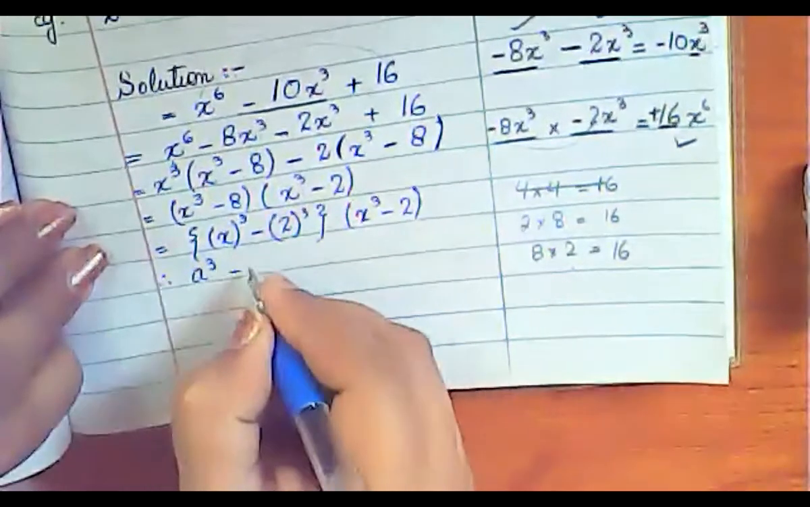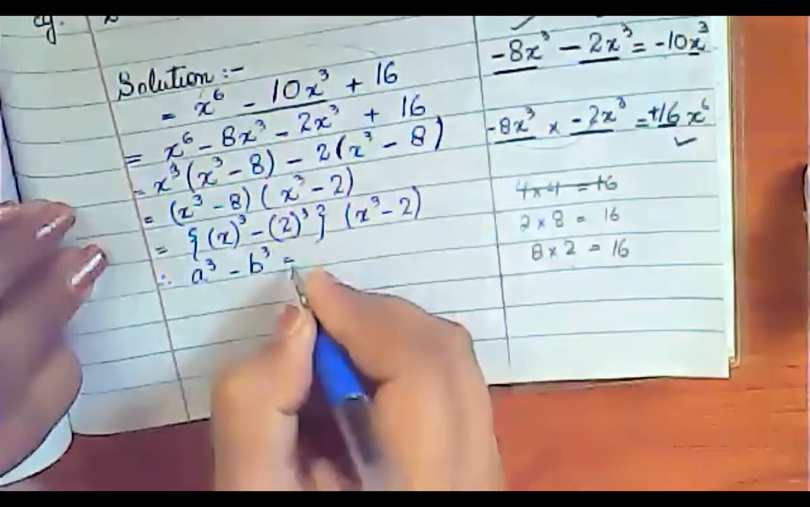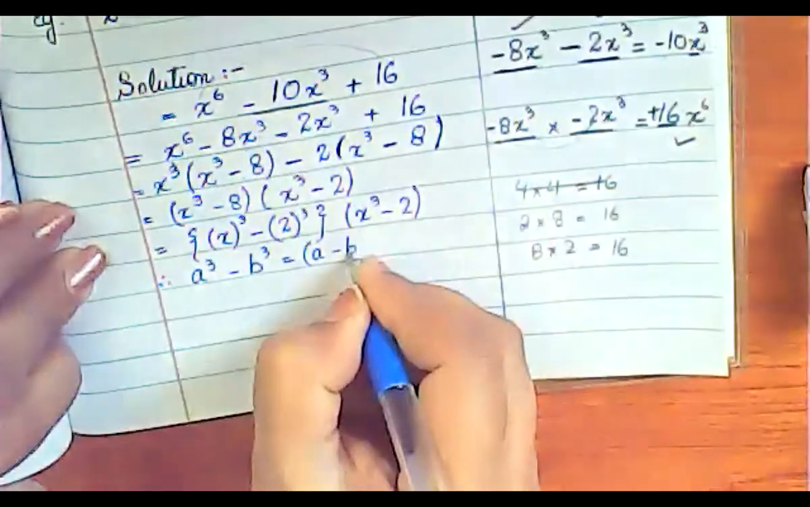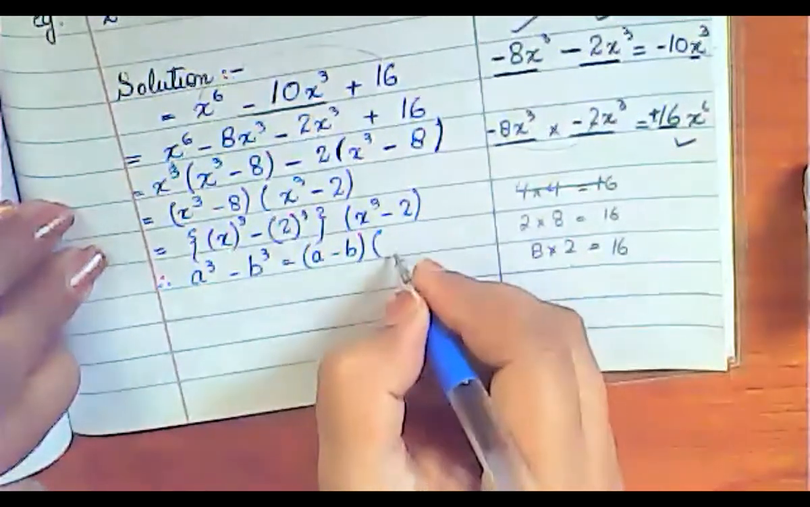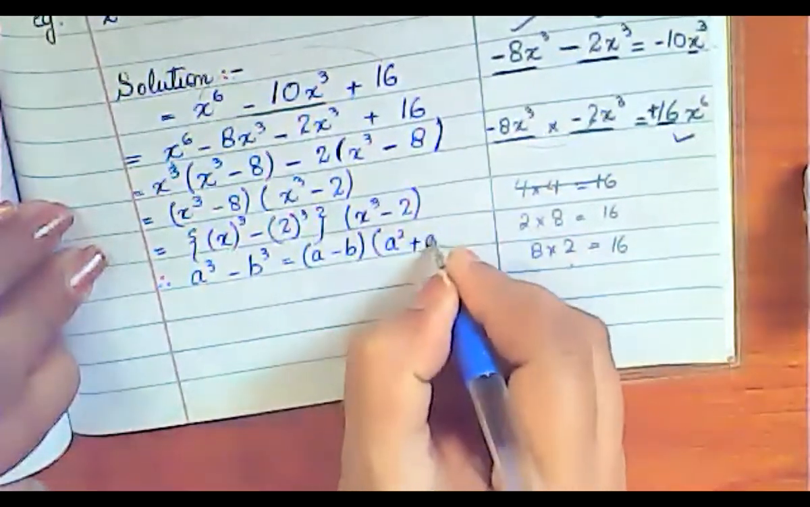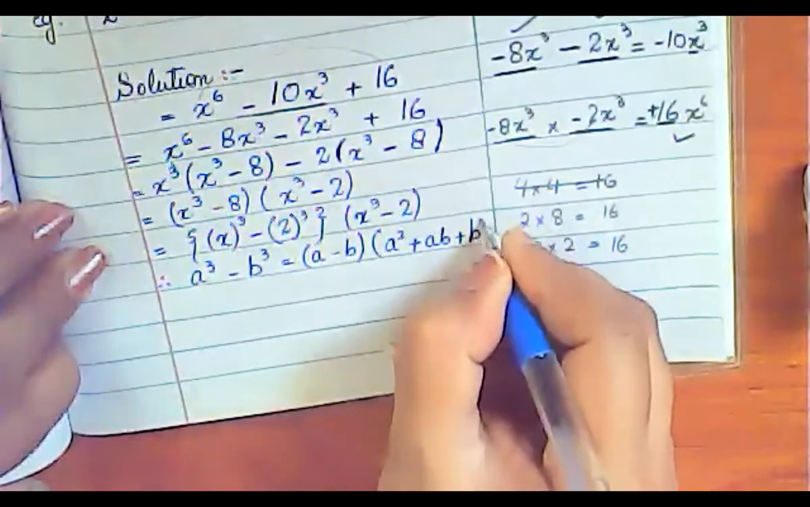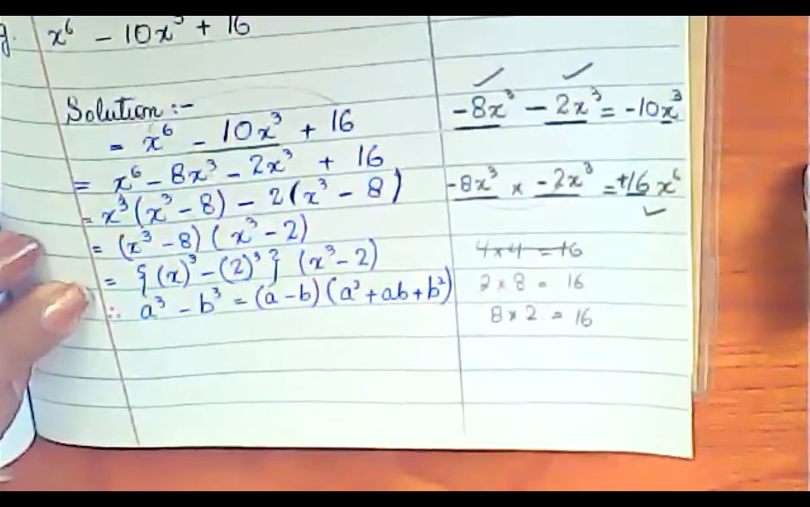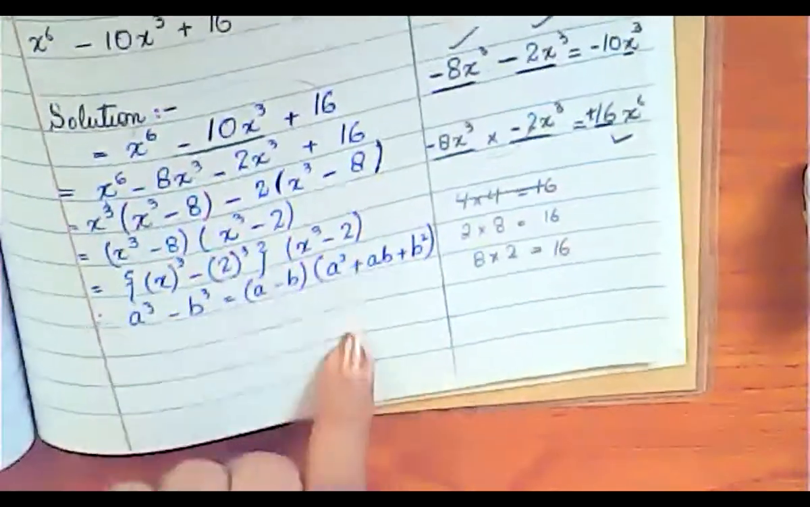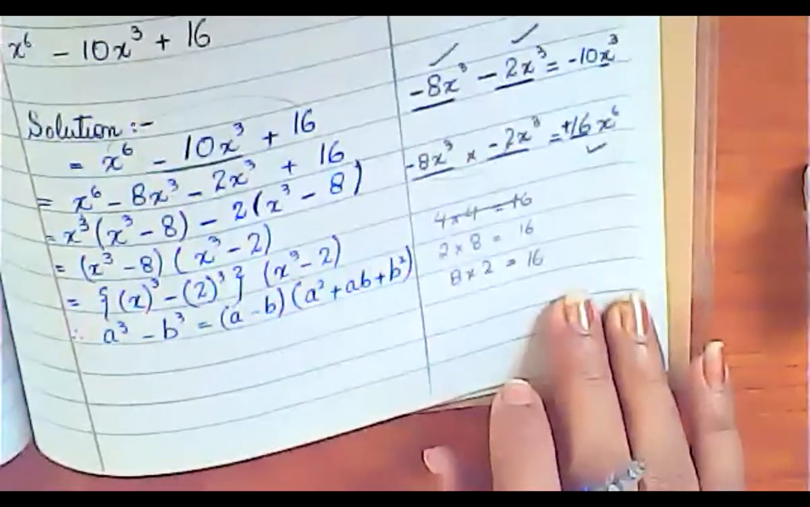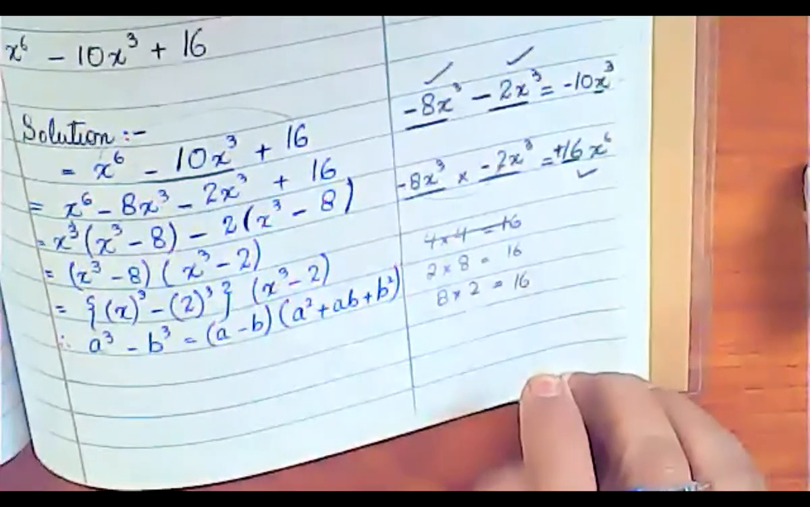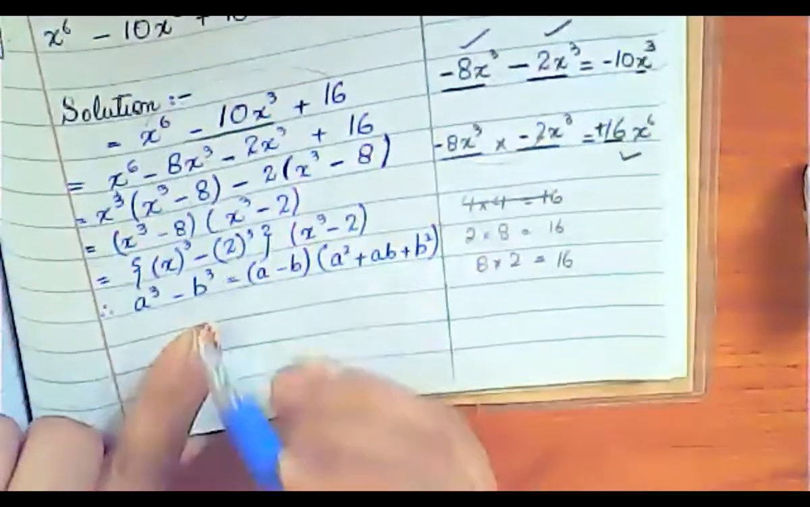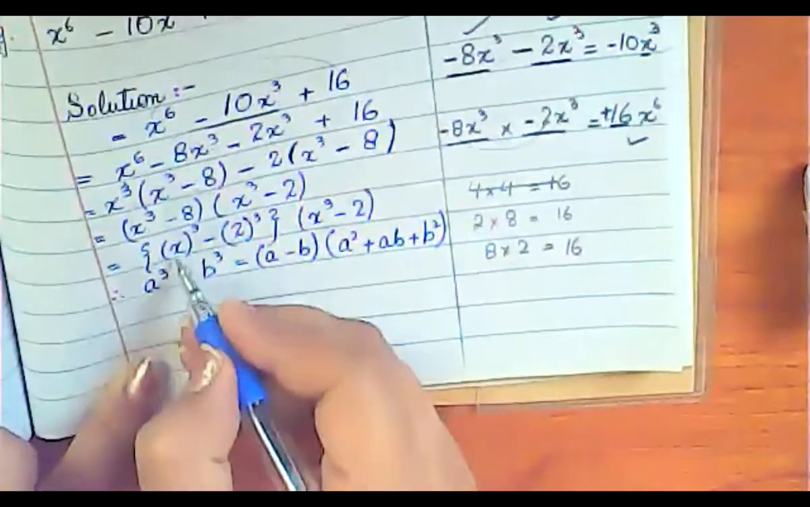a cube minus b cube is equal to (a minus b)(a squared plus ab plus b squared). Remember this formula, students? Do you remember this formula? Right? So we are going to apply this formula here.